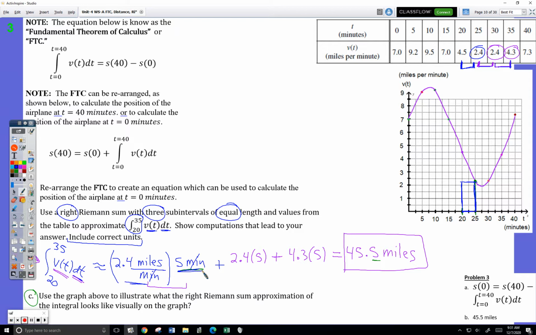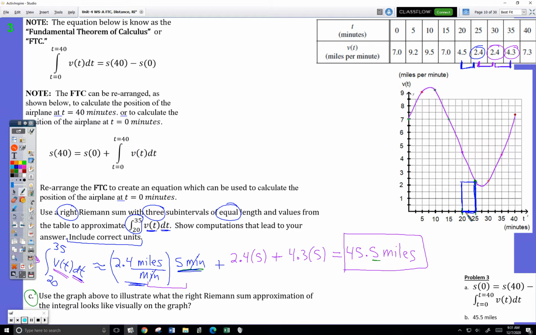Points for the room. Talk to me, kid. I just don't understand how the graph translates into... Let me see if I can think what you're thinking. You've got written down that you're supposed to take 2.4 times 5. And 2.4 times 5 is definitely the height of this rectangle multiplied by the width. So you see that.